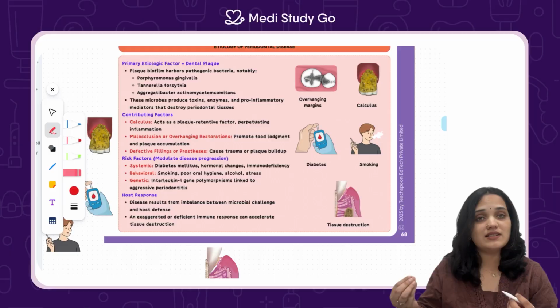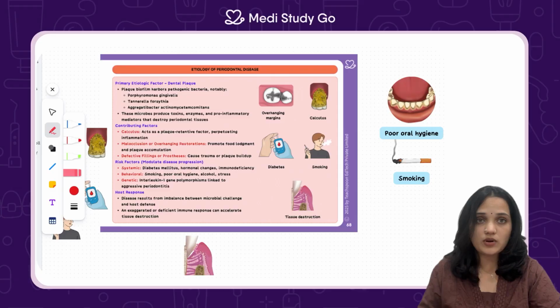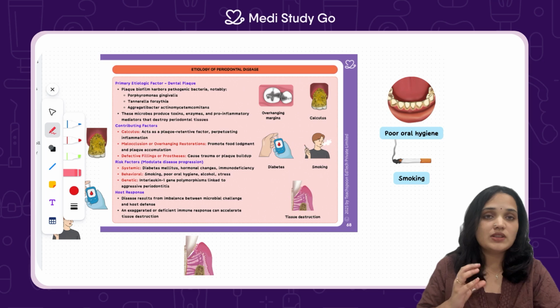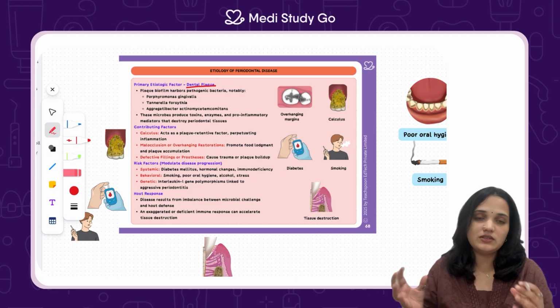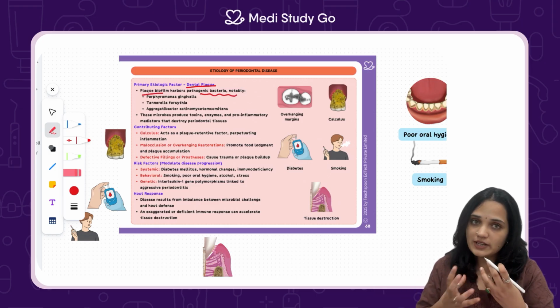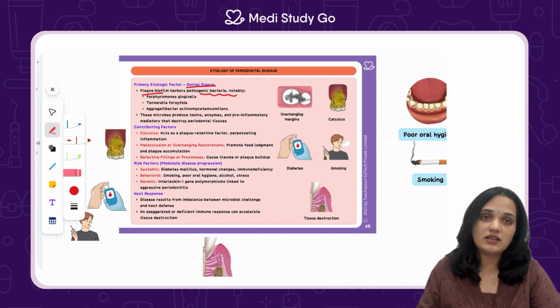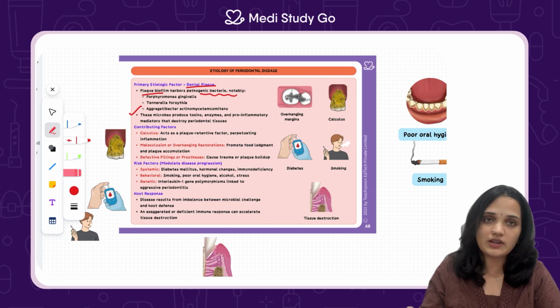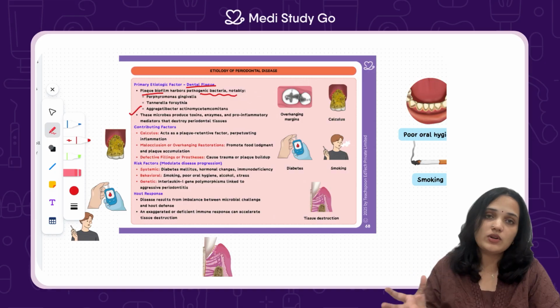Now let's try and understand what actually happens and why it happens. Now this slide is very important, but don't try to memorize it, just follow the flow. You'll understand what I'm saying. The primary etiologic factor, or let's say everything, starts with plaque. Not just the food debris, but a biofilm full of bacteria. Now, these bacteria, like Porphyromonas, produce toxins, and these toxins start to damage the surrounding tissues, much like we saw in dental caries.